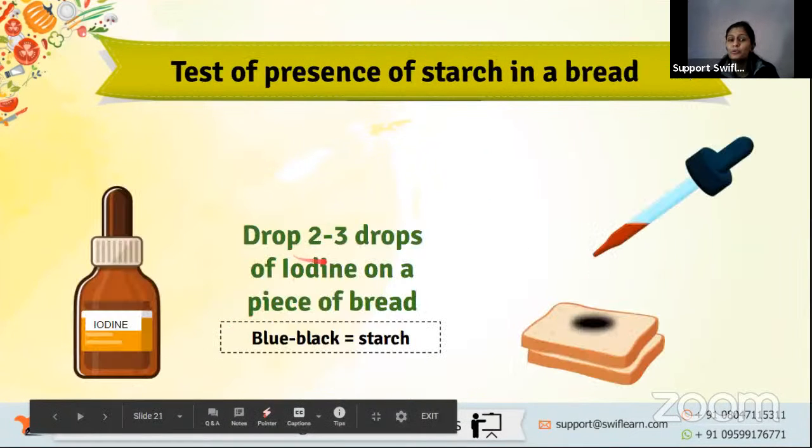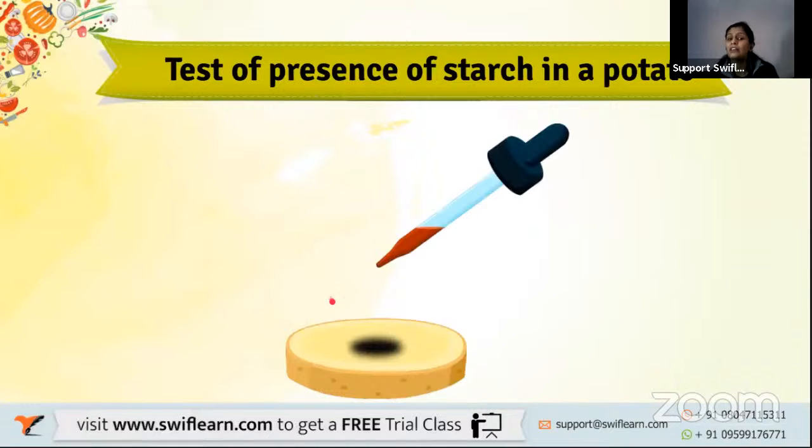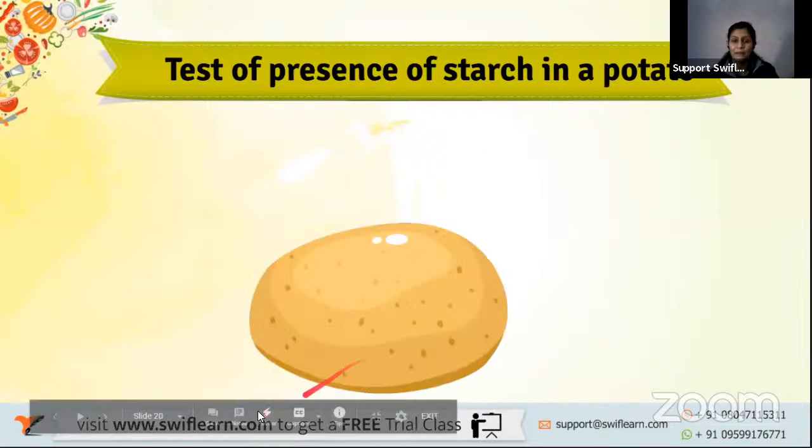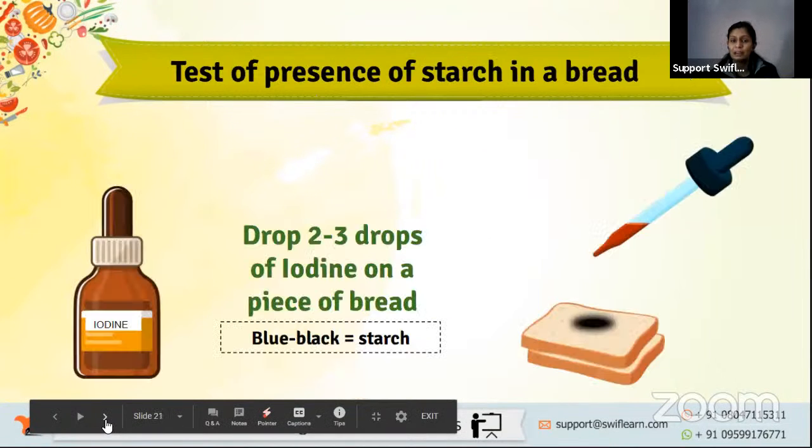We can drop 2 to 3 drops of dilute iodine solution on potato, and you'll be able to see a blue-black color, which shows that there is a presence of starch in potato. So potato is a rich source of carbohydrate.